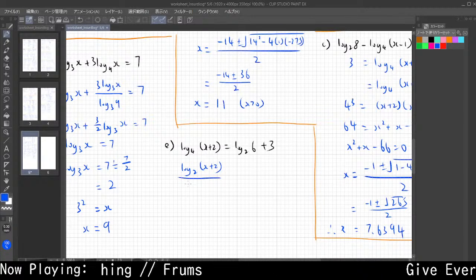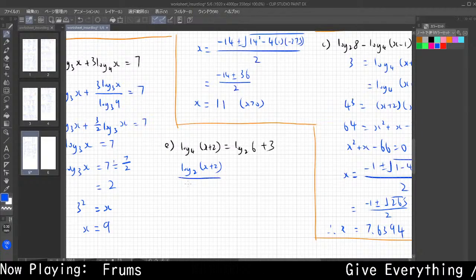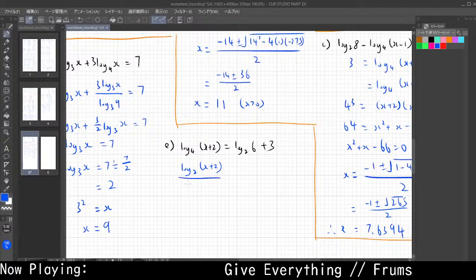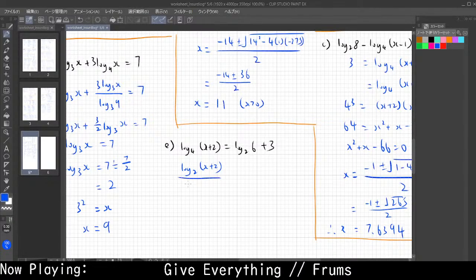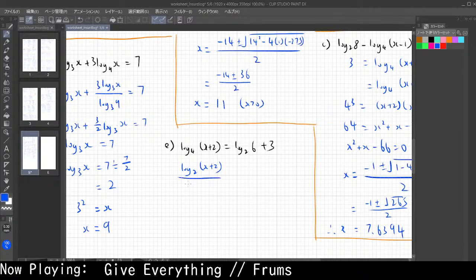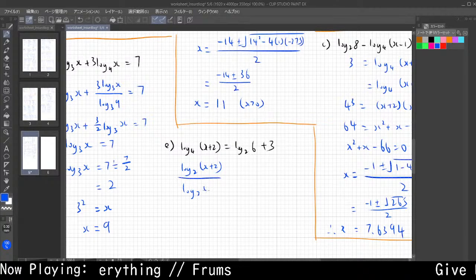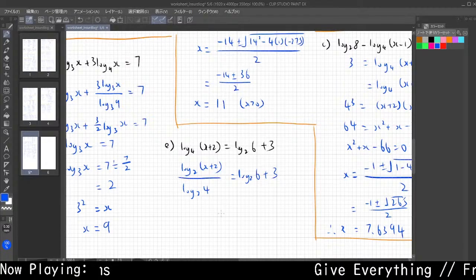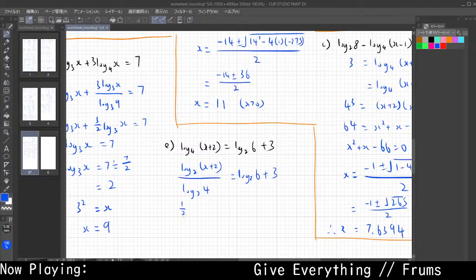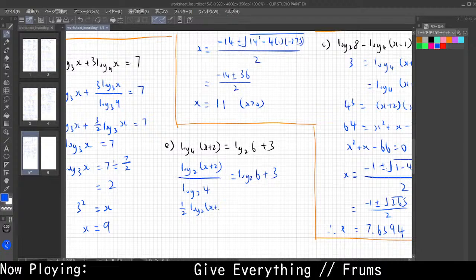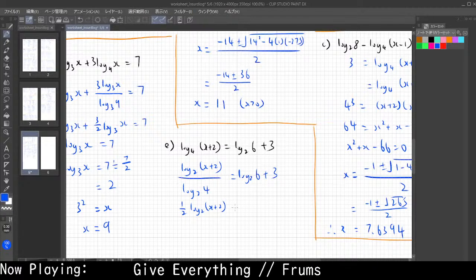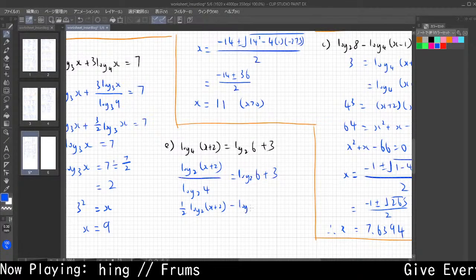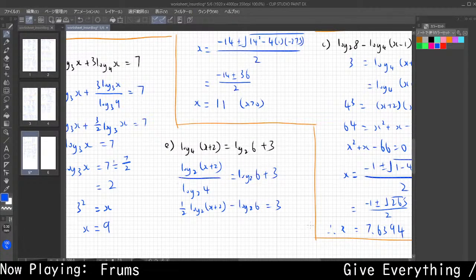Turn 2 into base 4. Then you go back to the question of what even is log 4 base 2? It's actually just square root, 1 over 2, but it doesn't matter. You can do it either way. Then log base 2 of 4 is 1 over 2, minus log base 2 of 6 equals 3.